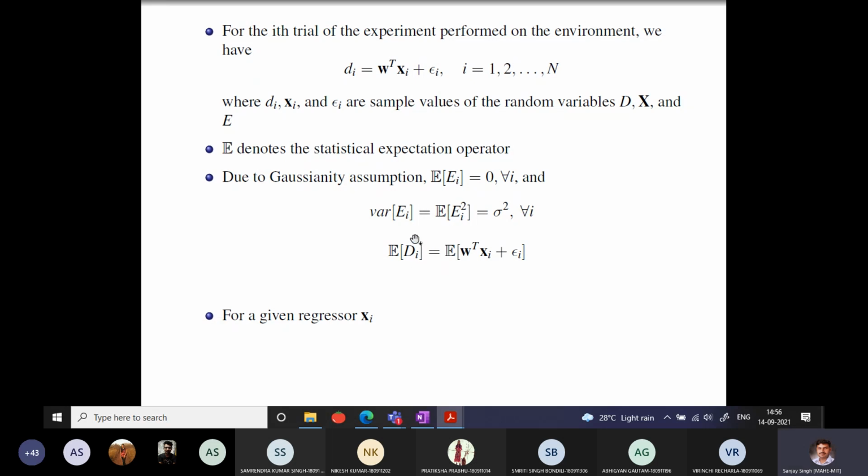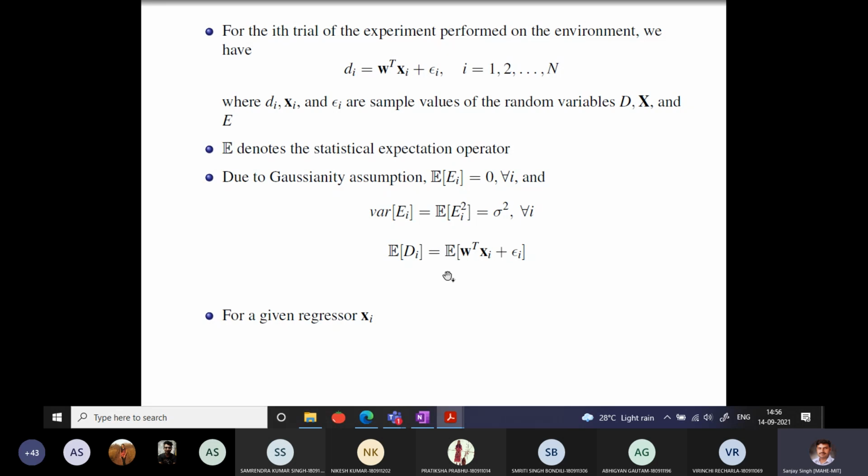So let's see this. I want to find this for regression. What is the expectation of d_i? Why I'm saying that, because I need it for that thing. So d_i is nothing but w^T x_i plus epsilon_i. This one is there, right? And in the probability revision slides, we have seen that the expectation operator is a linear operator, so we'll take it inside.